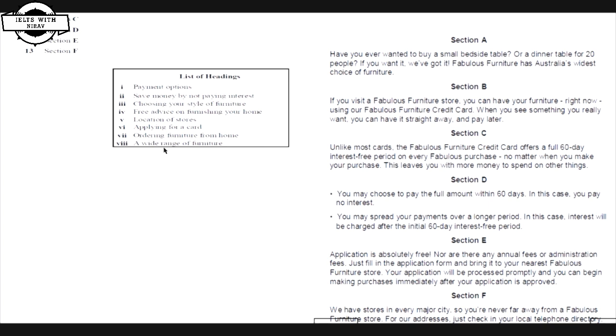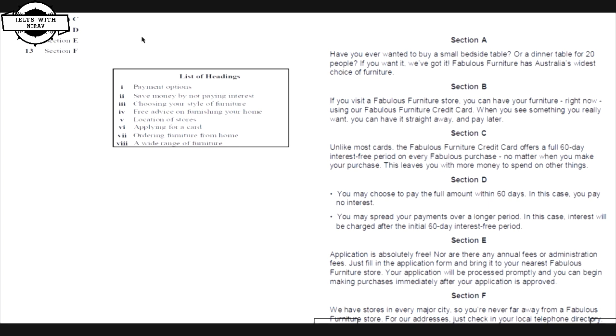So now let's switch to the headings. Read heading number 1. The first heading is payment options. So in this section, you are getting 2 payment options. So your answer is the first, which is payment options.